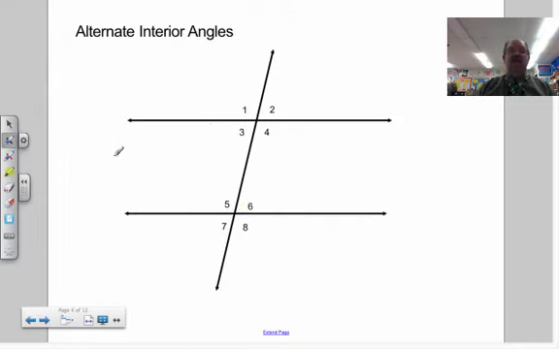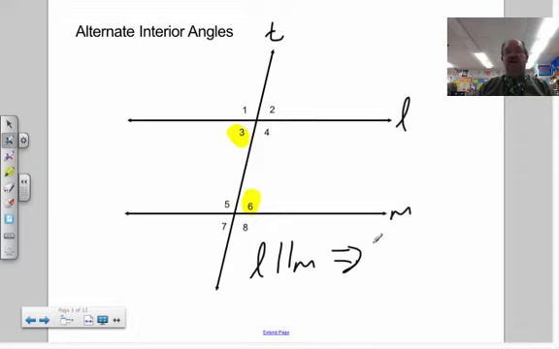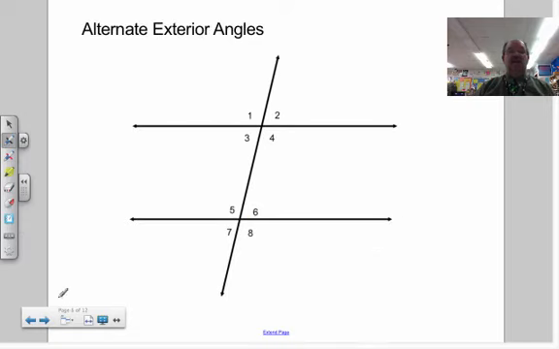Get the idea? Alternate interior angles, that would be these right here, 3 and 6, are alternate interior angles. And again, if I have parallel lines, if L is parallel to M, then my alternate interior angles are congruent. 3 to 6, 4 to 5. That's what that means.